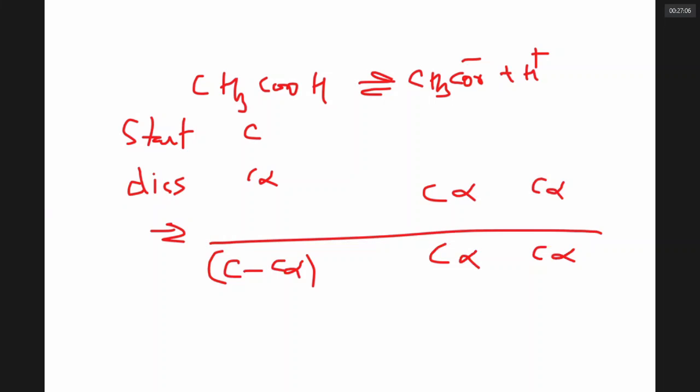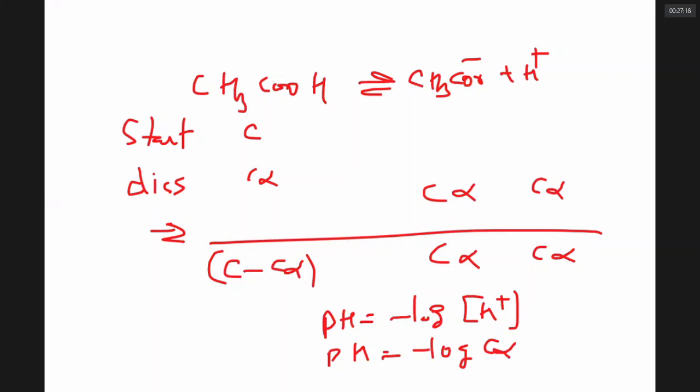Sir, if you want to know pH, do you know pH is equal to minus log of H plus? Therefore, pH is equal to minus log of C alpha. Notice, if I want to find the pH, I should know H plus. If I want to know H plus, I should know alpha. And alpha is actually the degree of dissociation.